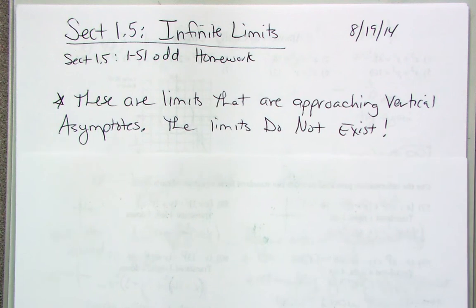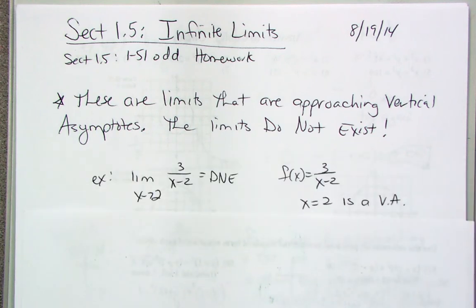So this is not a proper definition, but anyways, these infinite limits are limits that are approaching vertical asymptotes. These limits do not exist. So let's do some examples.